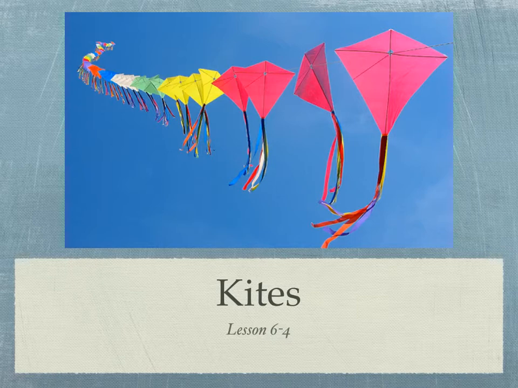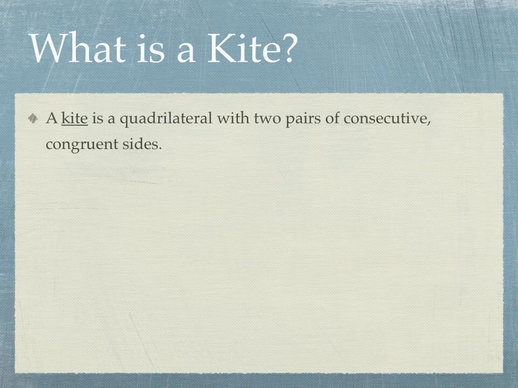All right. I'm not sure whether we named these kites after the geometry kites or the other way around. I'm not sure. But let's talk about the geometric definition of a kite. Carly gave to us: a kite is a quadrilateral with two pairs of consecutive congruent sides. Okay? That means the congruent sides are right next to each other.